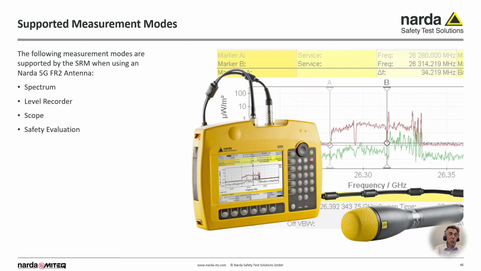So you can use nearly all modes with the new antennas like spectrum, level recorder, scope, safety evaluation. What you can't use is the 5G demodulation mode because the subcarrier spacing in this frequency area is too wide.